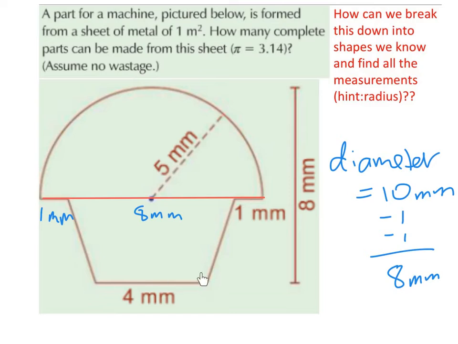So now we have the base of our trapezium and the top of our trapezium, but we need the perpendicular height. Well, from here to here is going to be 8 millimeters. And if the radius is 5, then from here to here will also be 5. So 8 minus 5 is going to be 3. So the perpendicular height of our trapezium is 3 millimeters. So now we have everything we need for the area of a circle and the area of a trapezium.